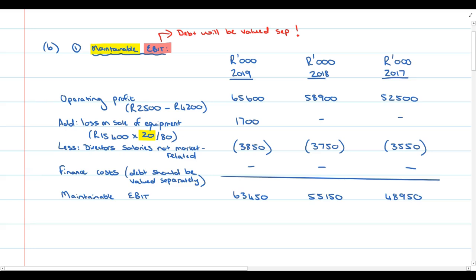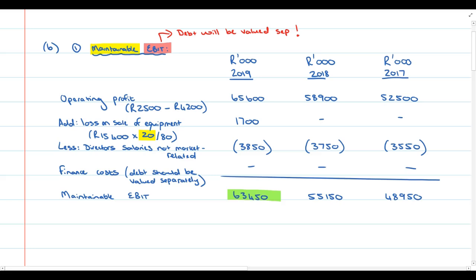So remember, we said the whole reason why we are using all 3 years in our calculation is because we are trying to determine whether we have an increasing or decreasing trend in our earnings. And you can see the earnings or maintainable EBIT increases from 2017 to 2018 and increases again from 2018 to 2019. So we have an increasing trend in our earnings.